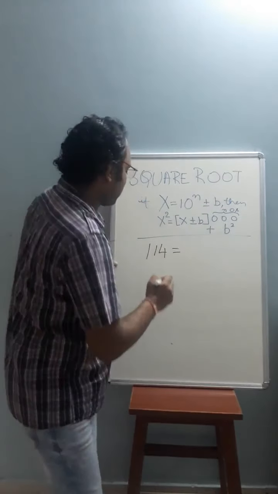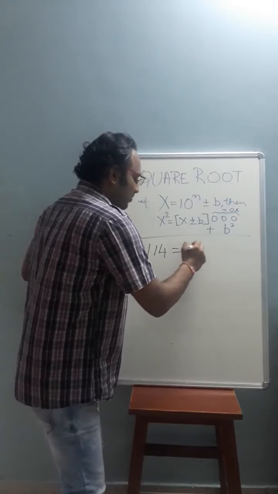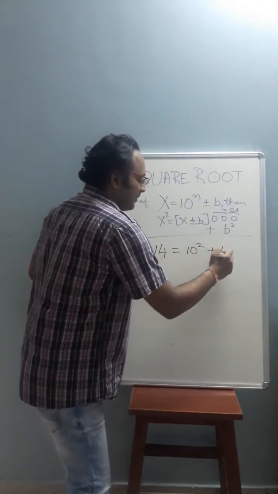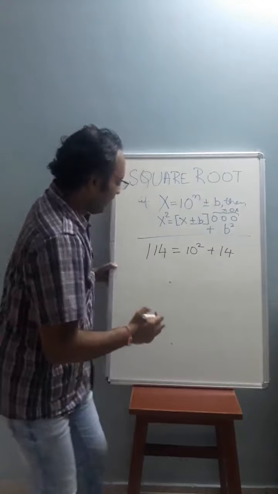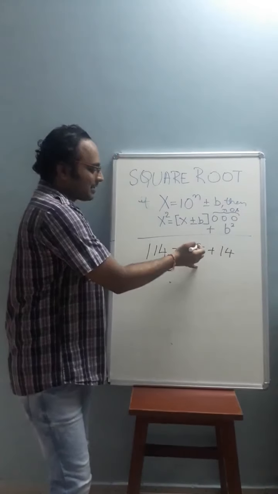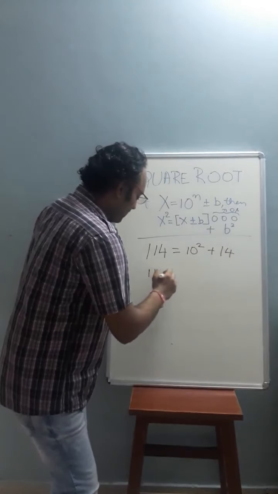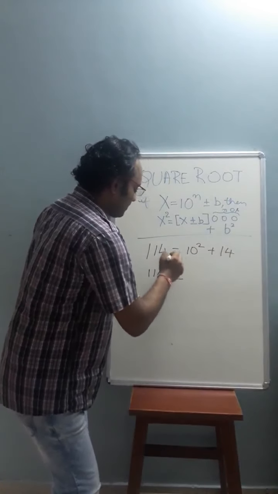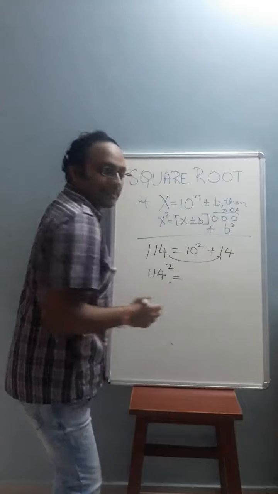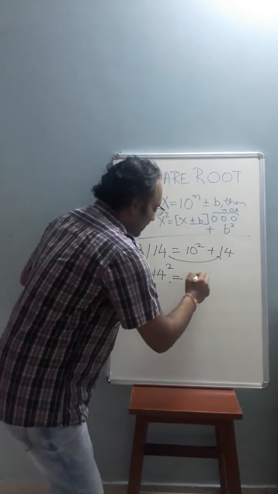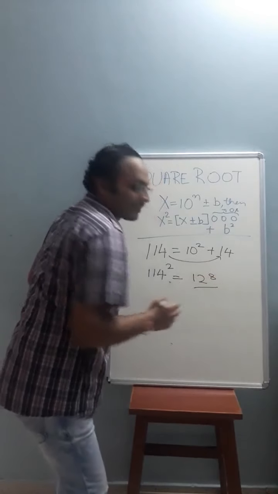Let's say I want to find the square of 114. 114 is 100, that is 10 to the power of 2, plus 14. X is 114, n is 2, b is 14. So 114 square is equal to x plus b. 114 plus 14, that is 128. This is our first part.